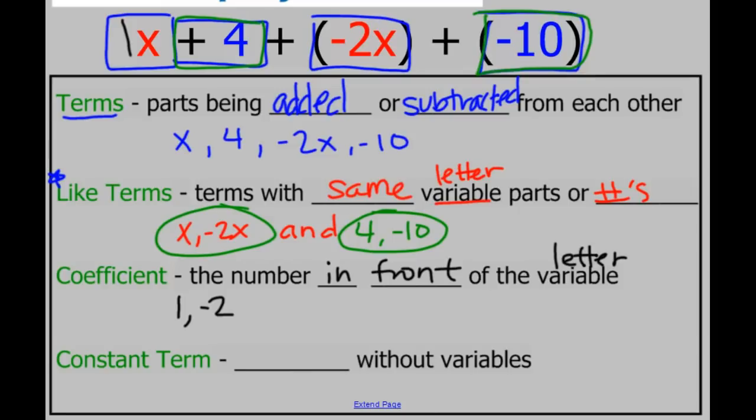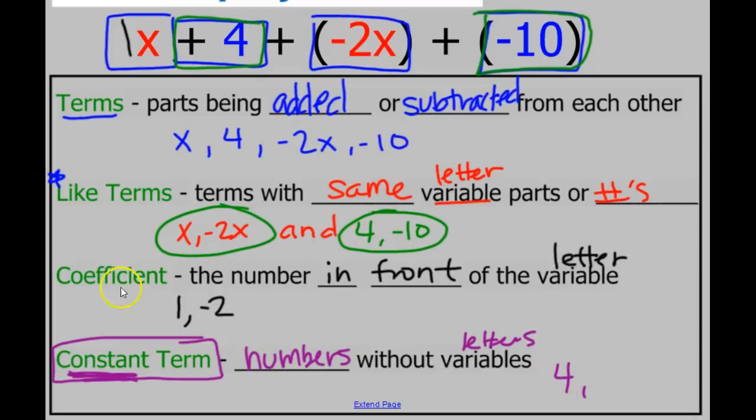And then last are constant terms. Constant terms are always going to be constant. They're always going to be the same thing. They are numbers without variables, without letters. So 4 is a constant. 4 is constantly going to be 4. It's always going to be 4. Negative 10 is always going to be negative 10.